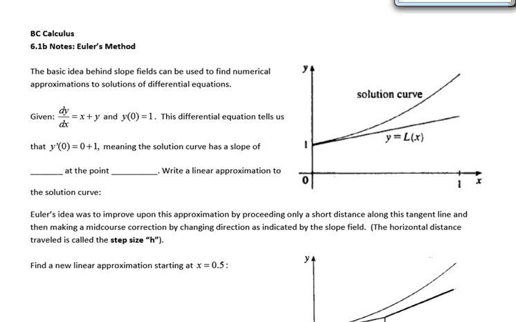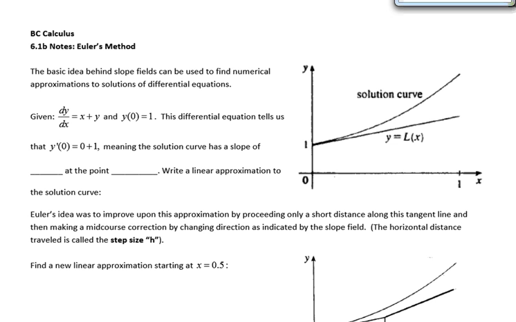So for Euler's method, what this allows us to do is take a numerical approach. It's kind of the basic idea behind slope fields, finding a rough sketch of the curve, but it gives us a little bit more information in that we can actually evaluate points if we wanted to.